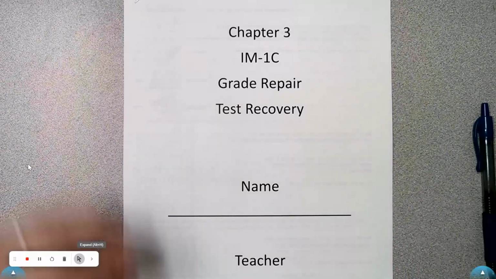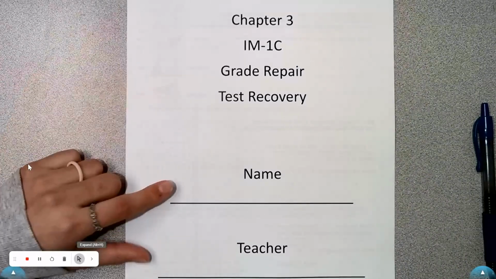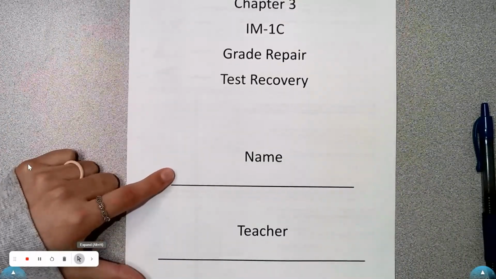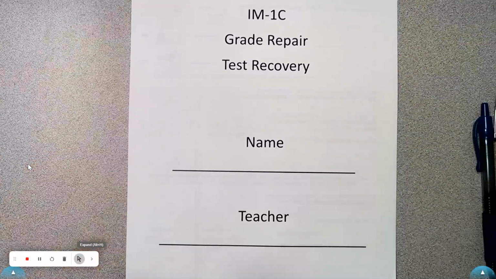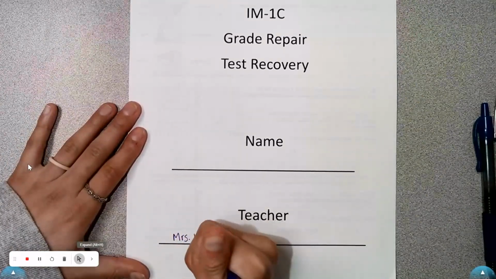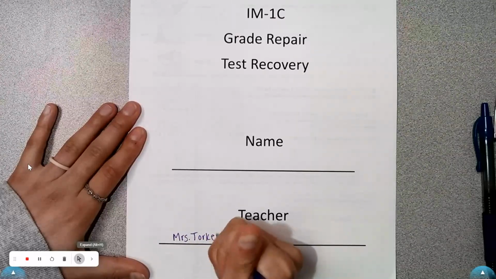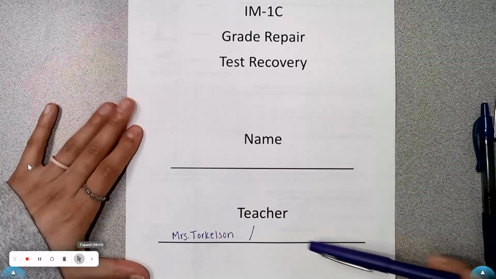All right, this is chapter 3, IM-1, grade repair test recovery. On the line where it says name, go ahead and write your first and last name. And where it says teacher, you're going to write two names. I'm Mrs. Torkelson, so you're going to write my name. And then also write down the teacher that you have right now for math.